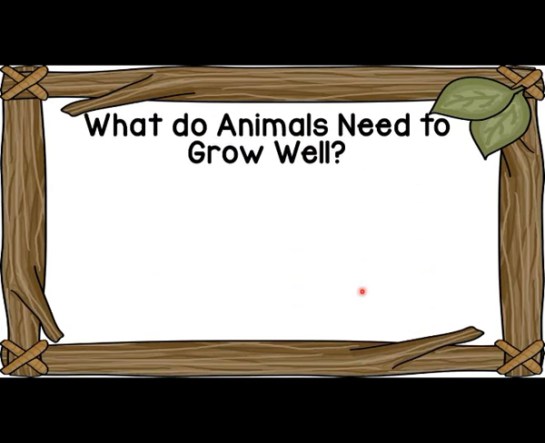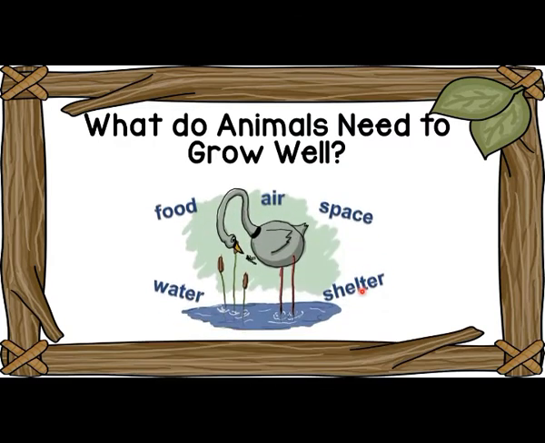So, what do animals need to grow well, to be able to pass each stage of the life cycle? The animals need food, air, space, shelter, and water to live, to grow well.